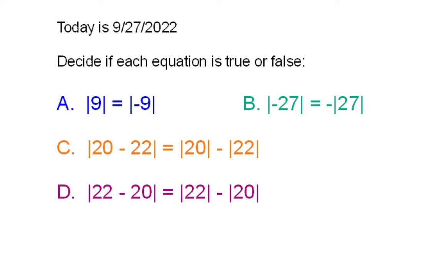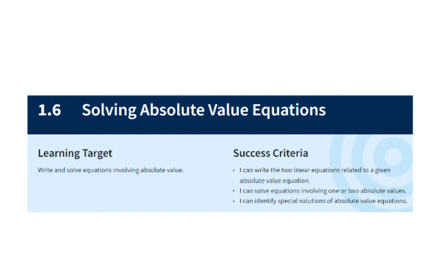So what we want to do is work inside the grouping symbol first and then take the absolute value of it. So these questions decide if the equation is true or false. I'll let you do those on your own for time's sake. Our goal today is to write and solve linear equations involving absolute values. We should be able to write two linear equations related to those absolute value equations. We're just going to work on one absolute value today, and then we'll talk about the special cases, the special solutions, as we go through the lesson today or tomorrow.